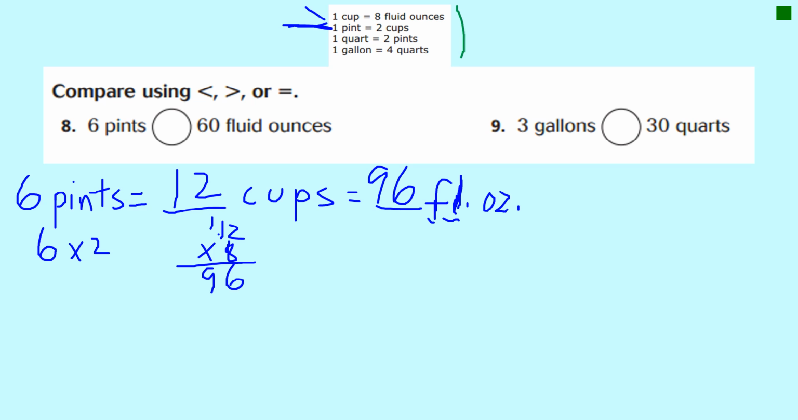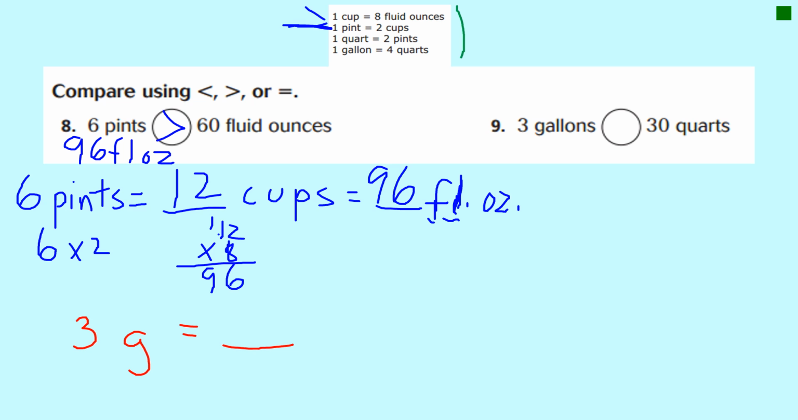So 6 pints is the same as 96 fluid ounces. So that is greater than 60 fluid ounces, isn't it? Okay, so let me see here for number 9. We have 3 gallons compared to 30 quarts. All right, let's see. 3, I'm just going to write my G, equals blank.